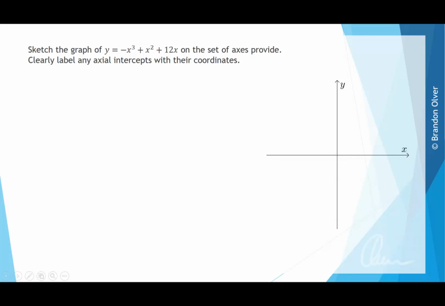Sketch the graph of y equals negative x cubed plus x squared plus 12x on the set of axes provided. Clearly label any axial intercepts with their coordinates.